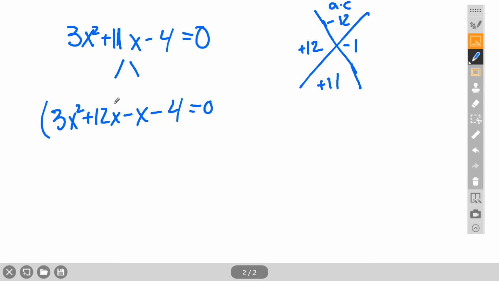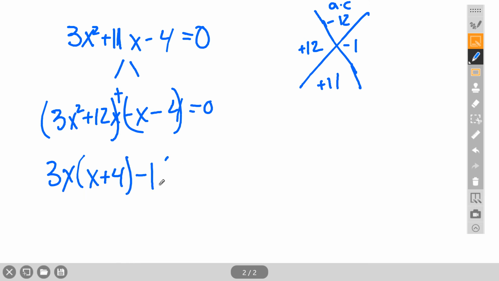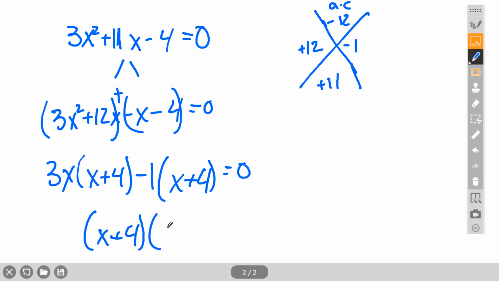I can factor the GCF out of each group here. GCF of the first group is 3x, leaving me with x plus 4. GCF of the second group is -1, leaving me with x plus 4. So my first factor is x plus 4, and my second factor is 3x minus 1. And those multiply to make 0.